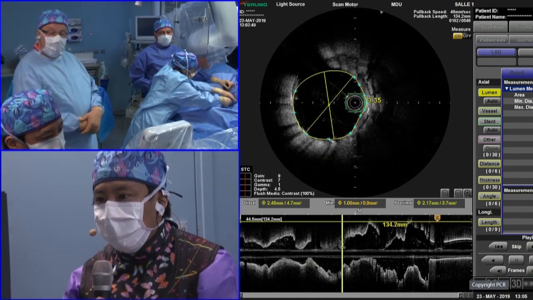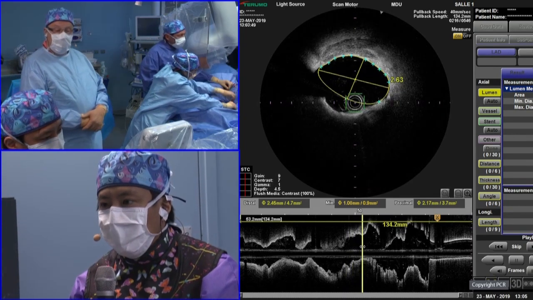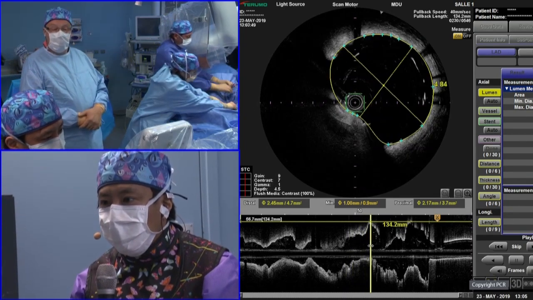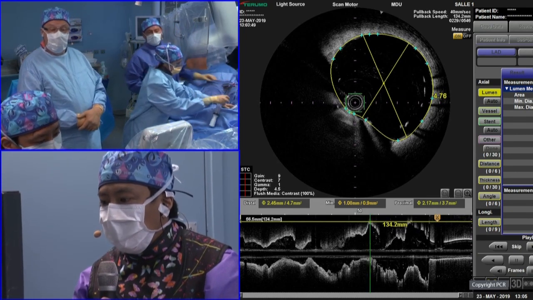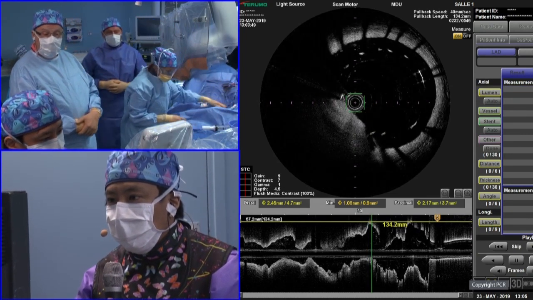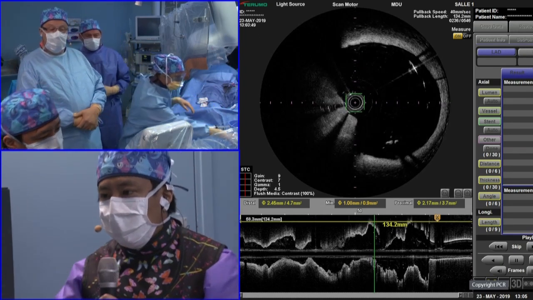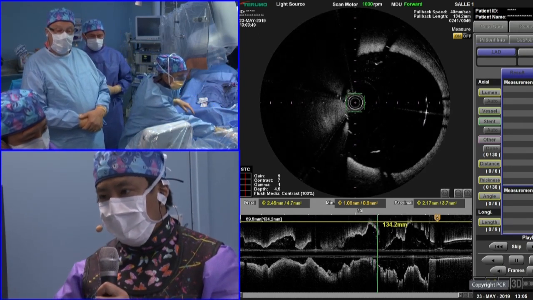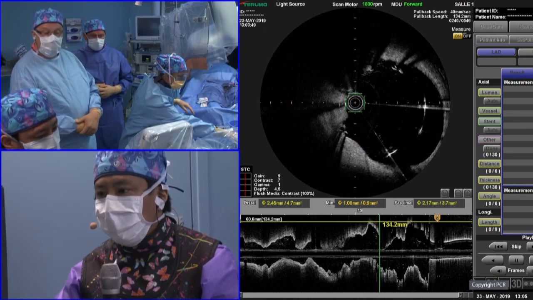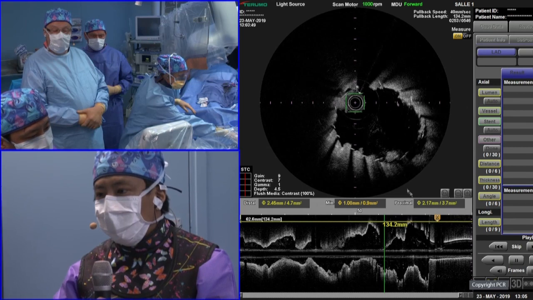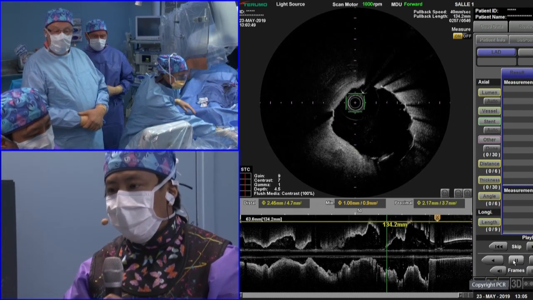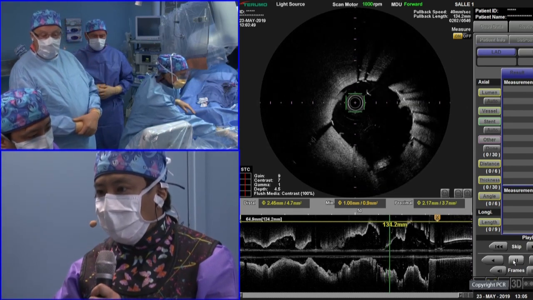But I think the most important finding is actually in the proximal LAD part. You could see that there were a lot of malapposed struts here. This is the proximal LAD. You can see the significant malposition, which is extending around almost 270 degrees. So I think we definitely need to post-dilate here. And also, I think that there was under-expansion of the stent around here.